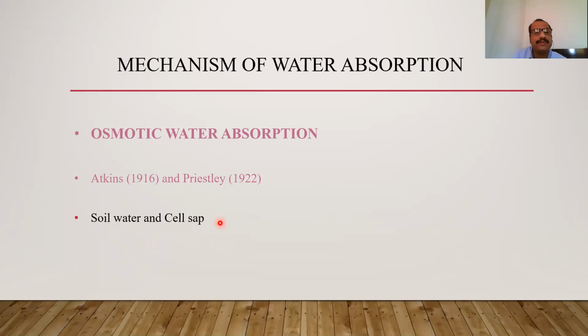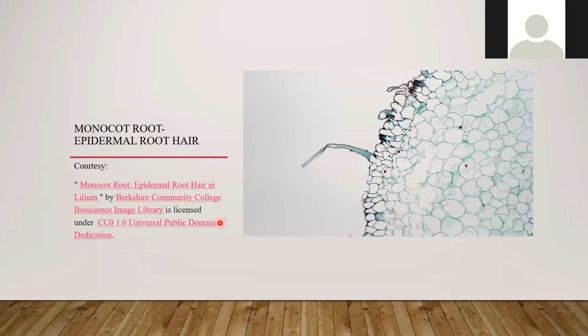Now, how it happens, that we'll see now. You see here, when we take TS, transverse section of root, dicot or monocot root, then we can see epidermis, cortex, stele, and this root here you can see here. This is the actual section, TS of monocot root. This is the outermost region, epidermis, and this is multi-layered cortex.